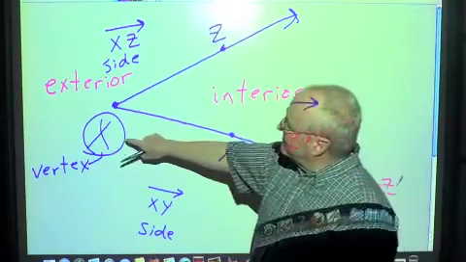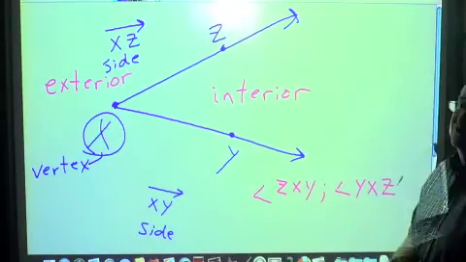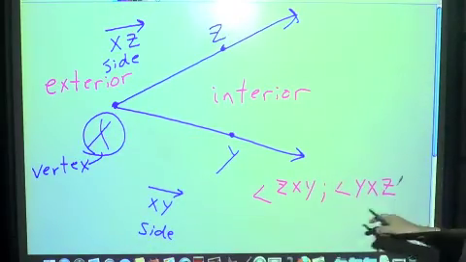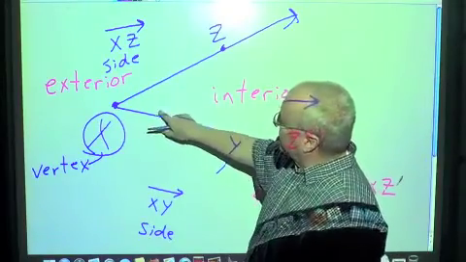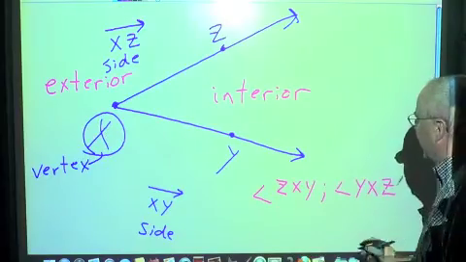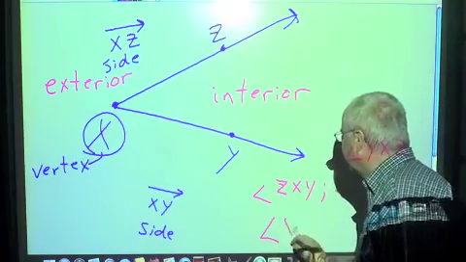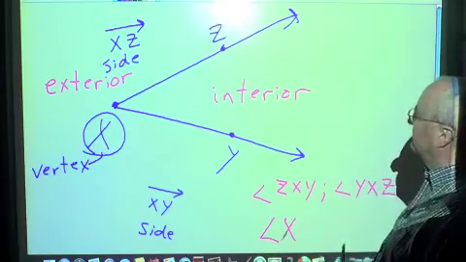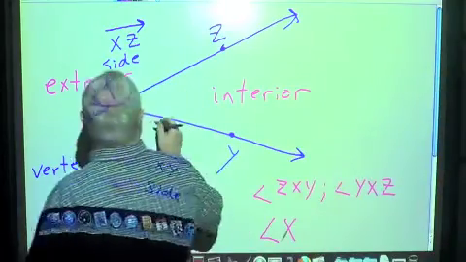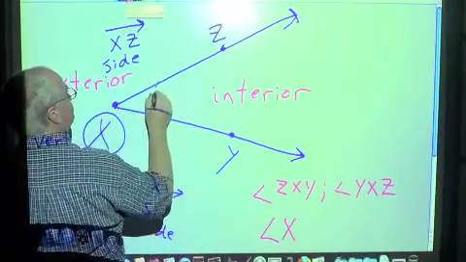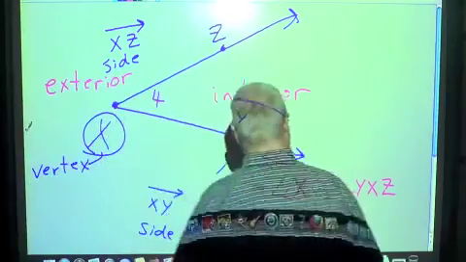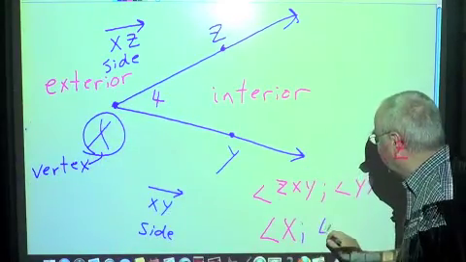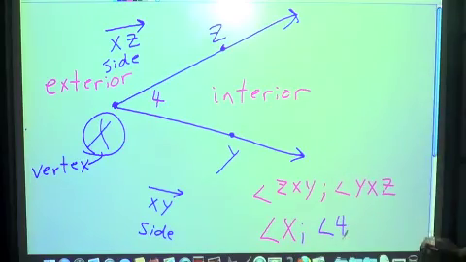We can also name it by the vertex as long as there's no confusion. Okay? There's only one angle we're talking about, and we always talk about the interior of the angle. We never talk about the exterior of the angle when we're naming it. So that could also be angle X. I could also give it a number. Okay? I could say that's angle 4. So there's multiple ways to name an angle.